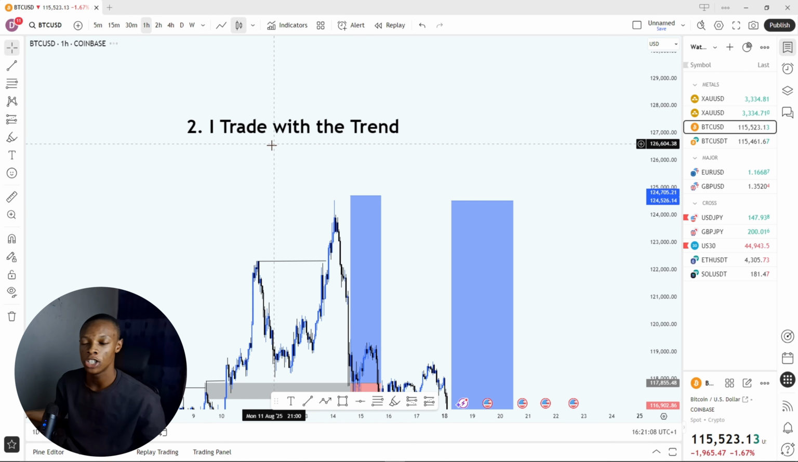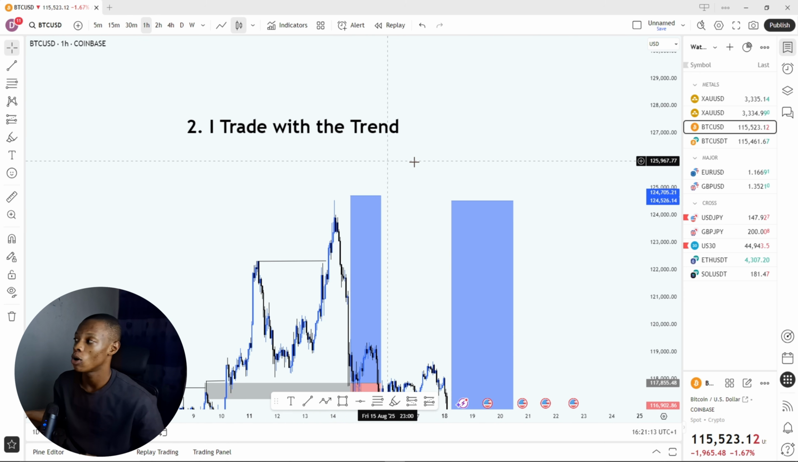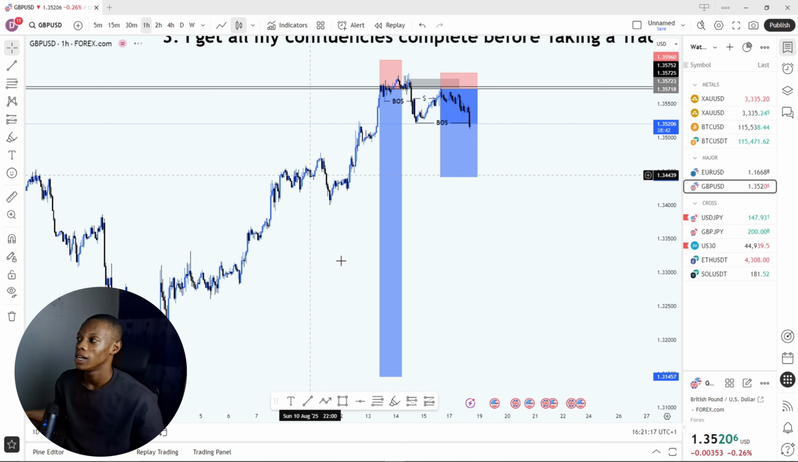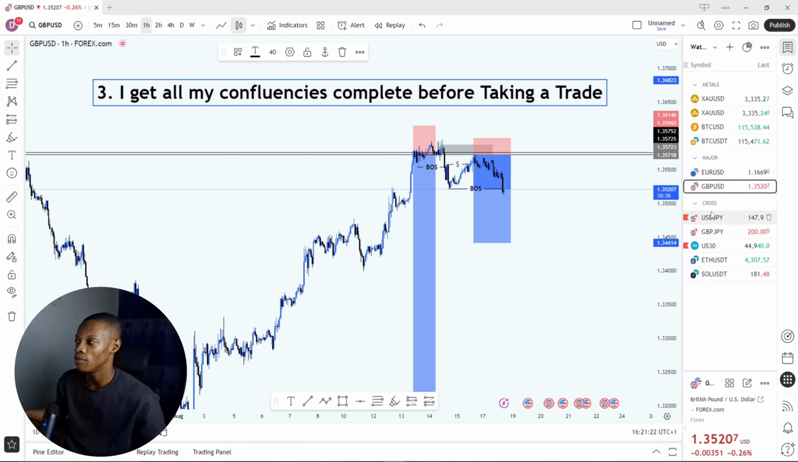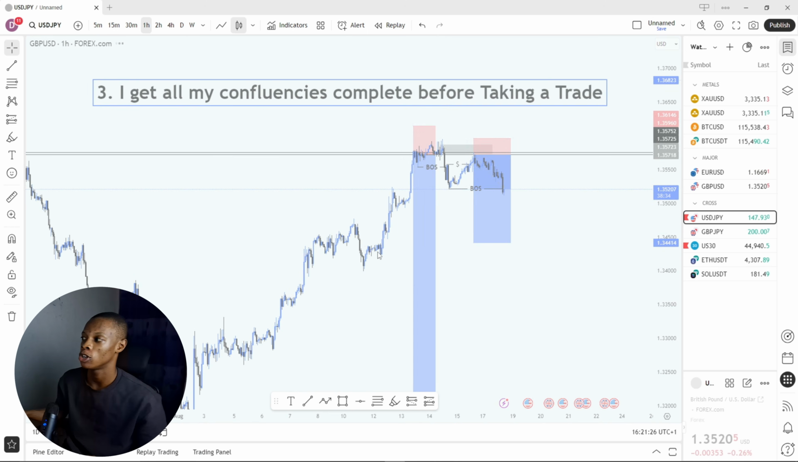So if the market is bullish, try everything possible and make sure you're looking out for buys. Don't look out for sell, don't look out for reversal. Then the third thing is I go over, get all my confluences before I take my trade. Before I take any trade, if you watch all my trades, you're gonna notice something similar. I wait for all my confirmation complete.